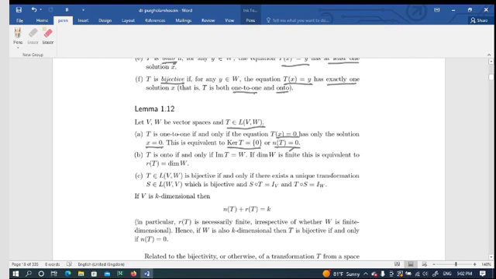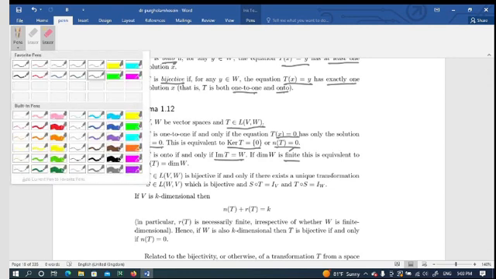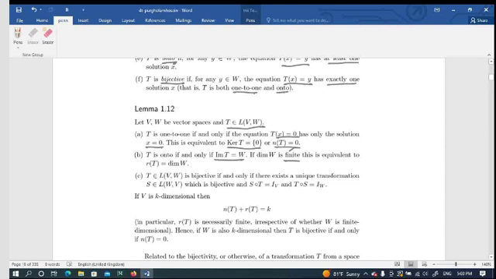B: T is onto if and only if the image of T equals W, and if the dimension of W is finite, so we should have this equation: the rank of T, meaning the dimension of T of V, must equal the dimension of W.